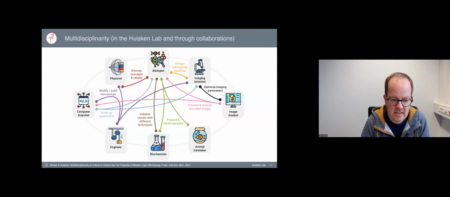So, as I said, this is a truly interdisciplinary challenge, and we're basically trying to gather all these different people with their various expertise in my lab, but also a lot is done in collaborations, especially when it comes to some of the more exotic organisms.